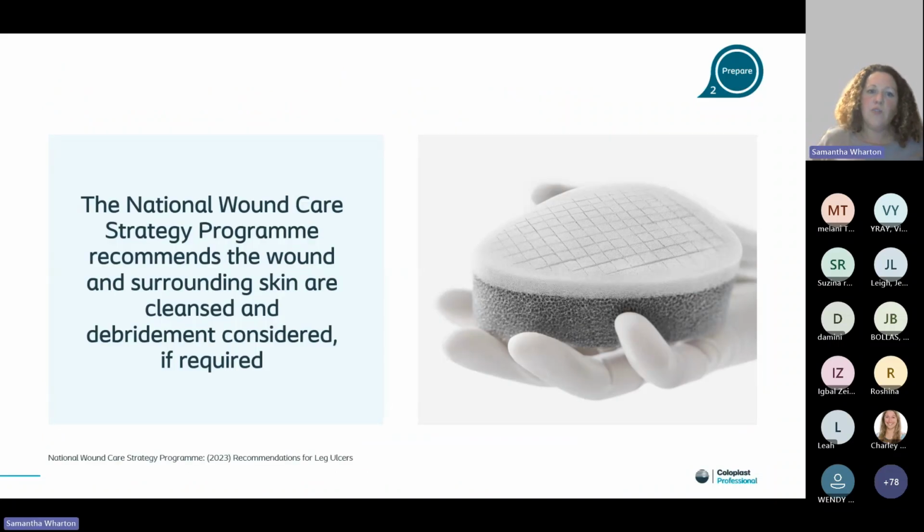So the National Wound Care Strategy Programme recommends the wound and surrounding skin are cleansed and debrided. And this is an image of the all prep pad. So hopefully you've seen that or aware of it.